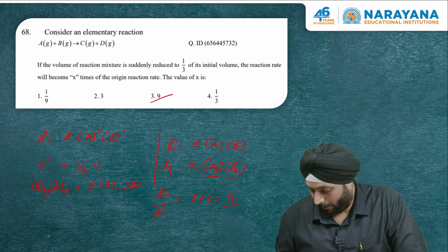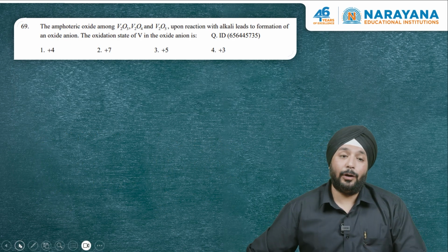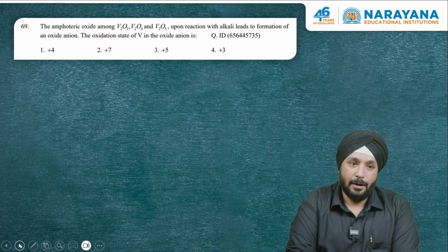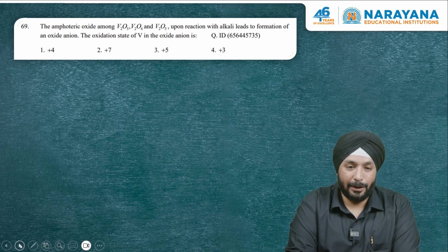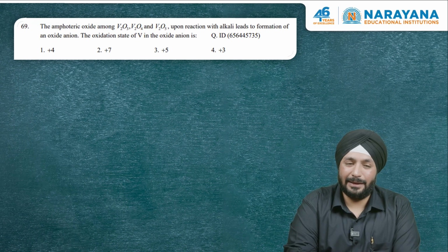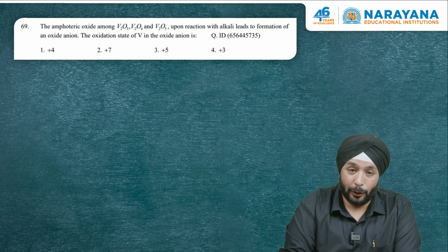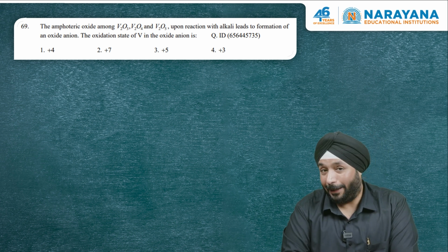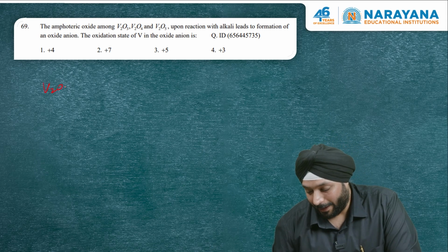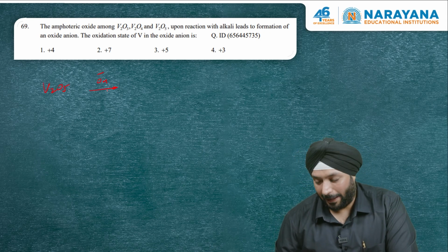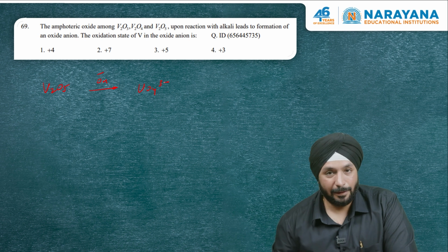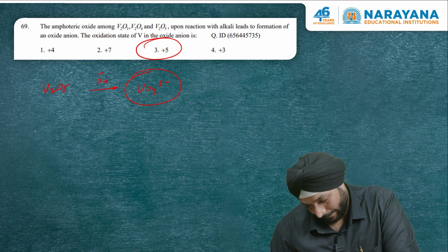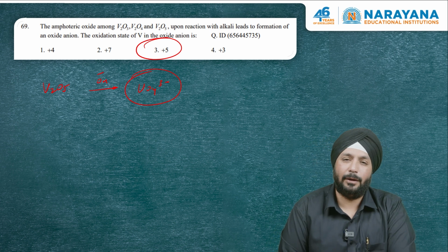So we'll move ahead. The amphoteric oxide among V2O3, V2O4, V2O5 upon reaction with alkali leads to the formation of an oxide anion. The oxidation state of V in the oxide anion is asked. Understand, a very simple thing: V2O5 is an amphoteric oxide, clearly given in the D block of NCERT, and they have clearly mentioned that when V2O5 reacts in basic medium it is hydrolyzed to give VO4 3 minus. So in VO4 3 minus, the oxidation state of vanadium is clearly +5. So the answer is 3. Straightforward D block question.